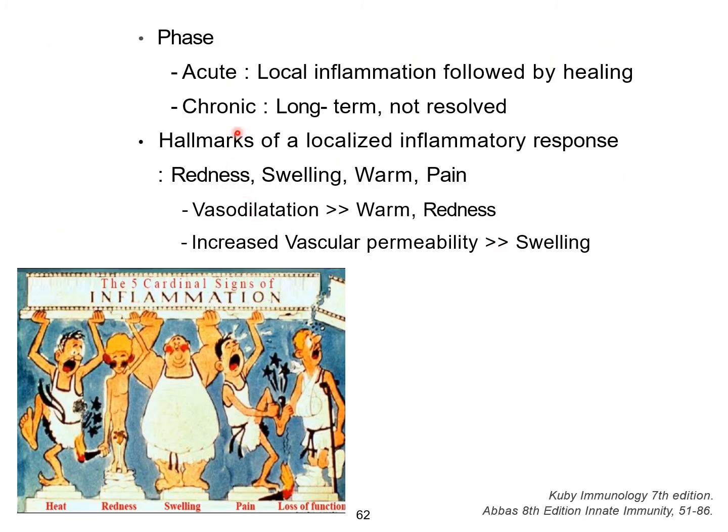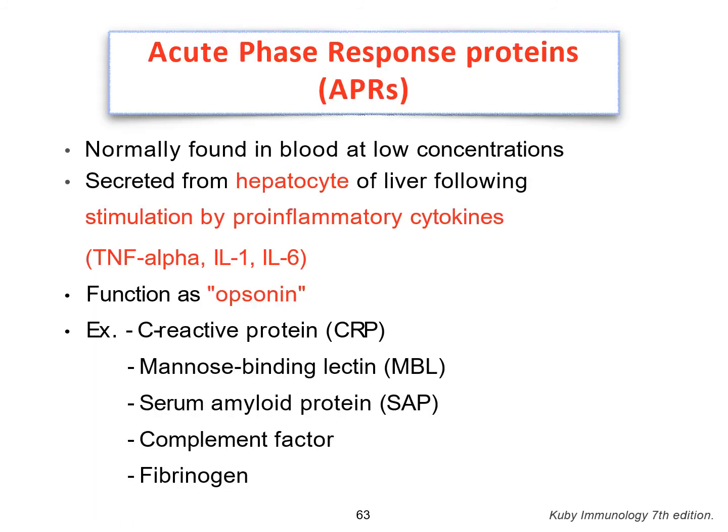So two phases, acute and chronic. Acute is local inflammation followed by healing. Chronic is long-term, not resolved. For chronic inflammatory disease, I have told you one example, Crohn's disease. That is long-term, not at all resolved, difficult to resolve. Hallmarks of the localized inflammatory response are redness, swelling, warmth and pain. So this is in the acute phase; local inflammation will have these signs. Vasodilation is responsible for warmth and redness and increased permeability is responsible for swelling, that is, the fluid will enter into the tissue.